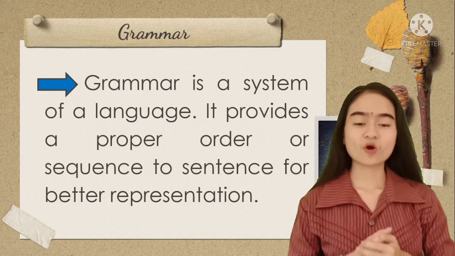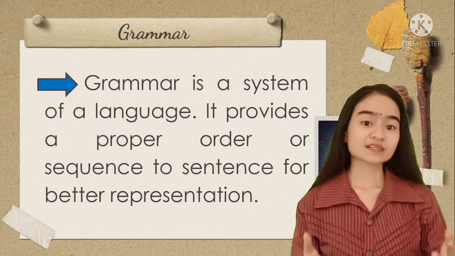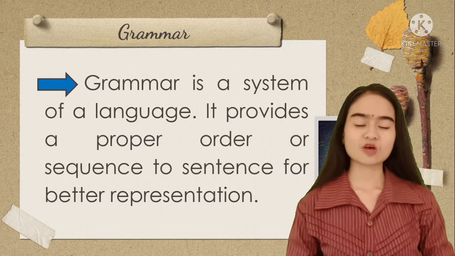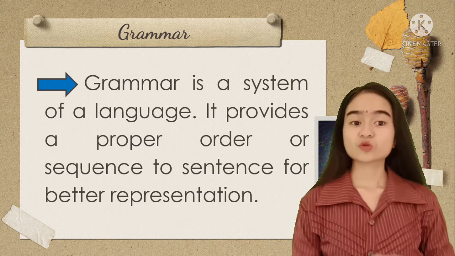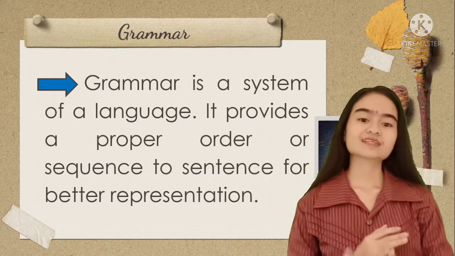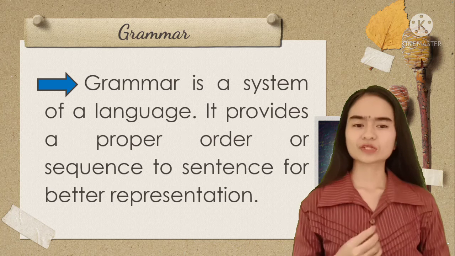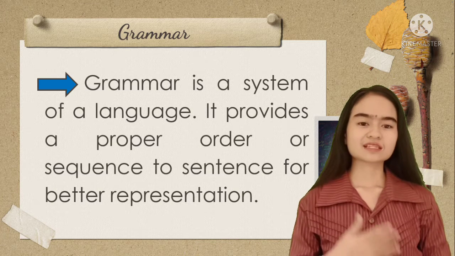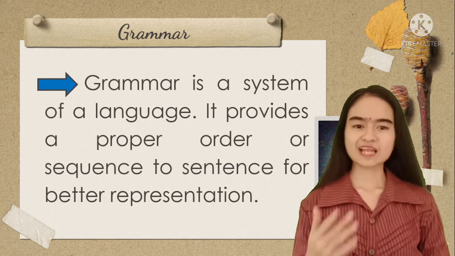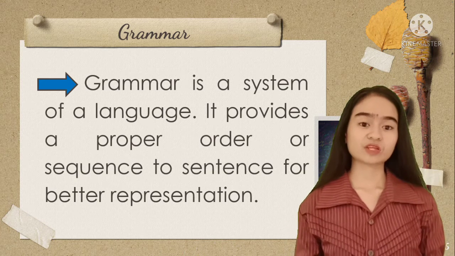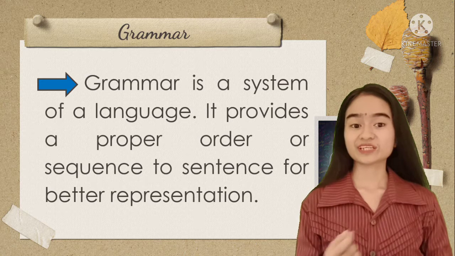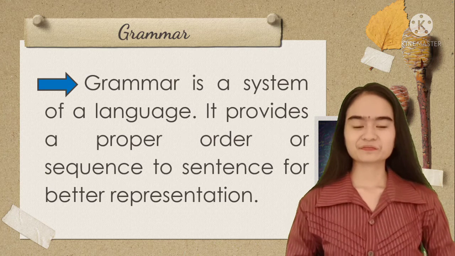Grammar is a system of a language. It provides a proper order or sequence to sentences for better representation. As we all know, grammar is really crucial to learning English because it is considered the system of a language, wherein it is the very first step needed in constructing sentences or communicating using English.